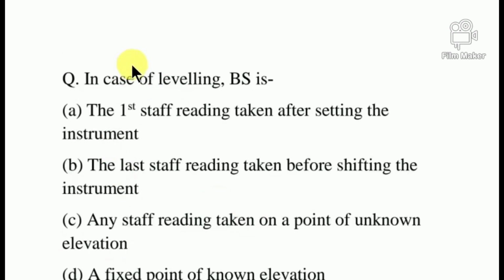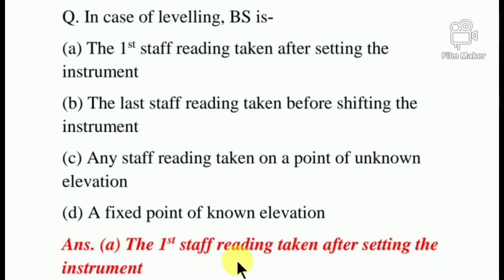The next question, in case of leveling, backsight is the first staff reading taken after setting the instrument, the last staff reading taken before shifting the instrument, any staff reading taken on a point of unknown elevation, a fixed point of known elevation. So you know very well that backsight is the first staff reading, then we have the intermediate staff reading, and then the last staff reading is always our foresight reading. So our answer will be option A, that is the first staff reading taken after setting the instrument.